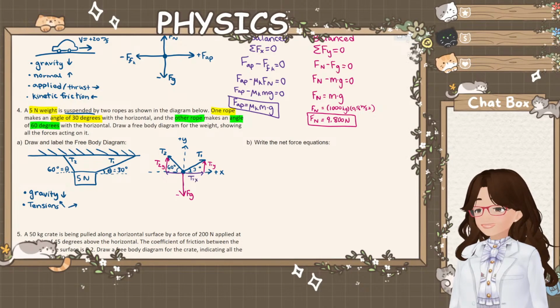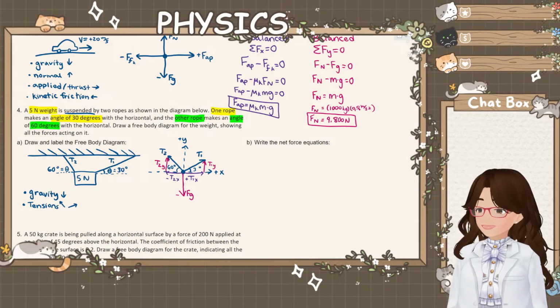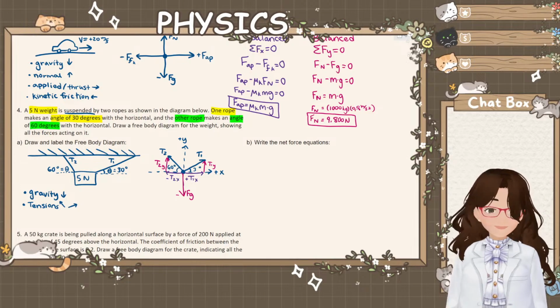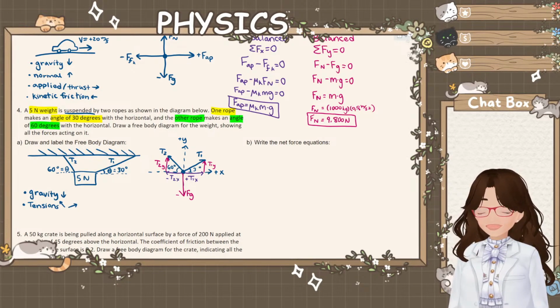So we have T1x, which is interesting because it's positive. It points to the right. And we have T2x, which is negative because it points to the left. So in that case, we can see a system like so. Once you realize there's a lot of stuff going on here, it's a lot of work.